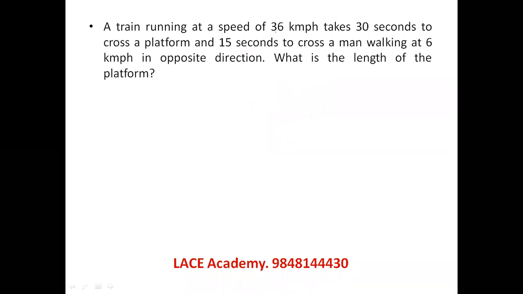A train running at 36 km per hour takes 30 seconds to cross a platform, and it takes 15 seconds to cross a man walking at 6 km per hour in opposite direction. What's the length of the platform? First take the second condition, where train is crossing a man. When a train crosses a man, it crosses its own length, and their speeds are 36 and 6 in opposite direction, so their combined speed is 42 km per hour converted into meters per second.